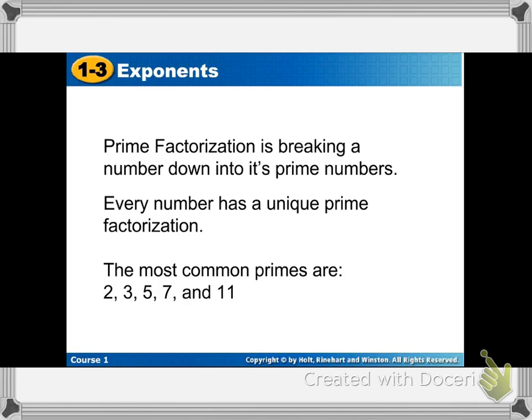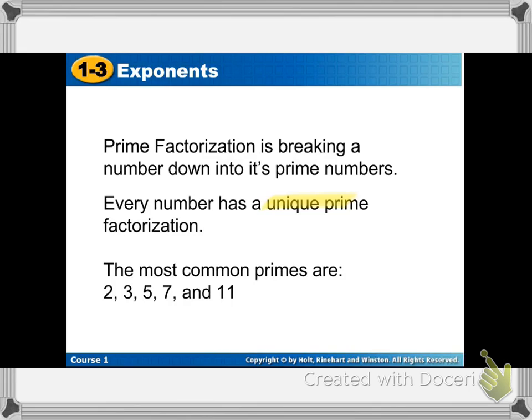Every number has a unique prime factorization. Just like everyone has unique DNA, every number has its own special prime factorization pattern. No number has the same prime factorization.